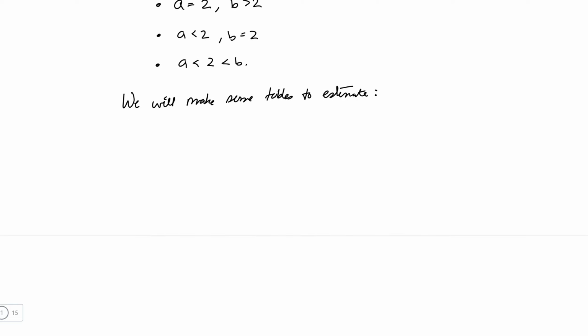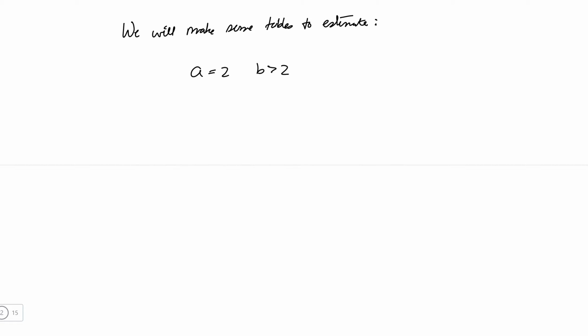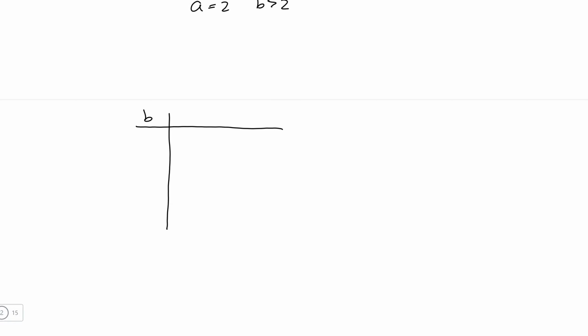Let's start with the first one. For the first one, let's take a to be 2 and b to be bigger than 2. For this chart, we might take some values of b that are close to 2 but bigger than 2. So maybe we look at 2.1, 2.01, 2.001, 2.0001. So we're getting closer down to 2. And then let's find those average velocities.